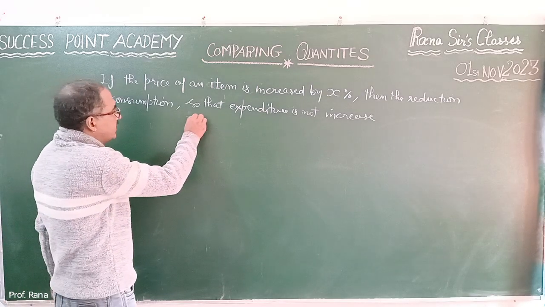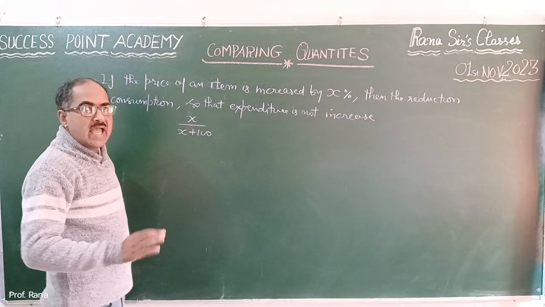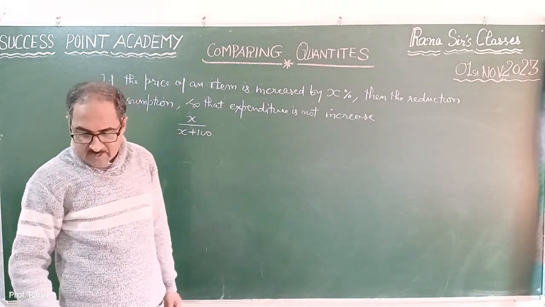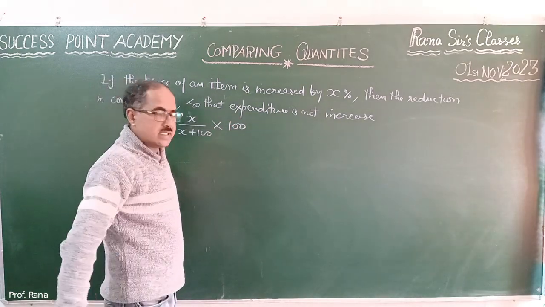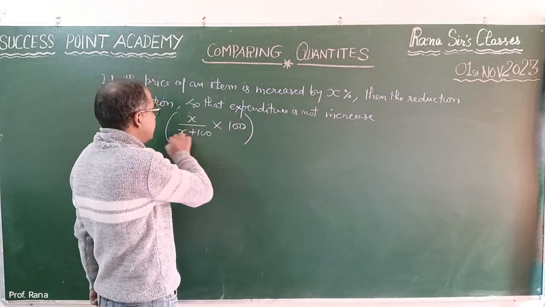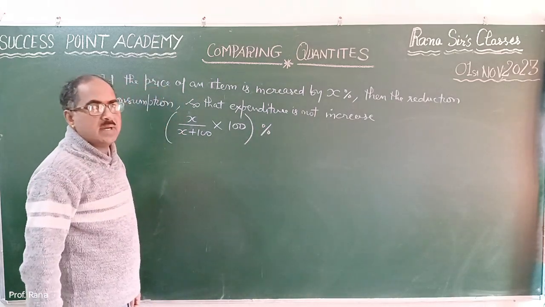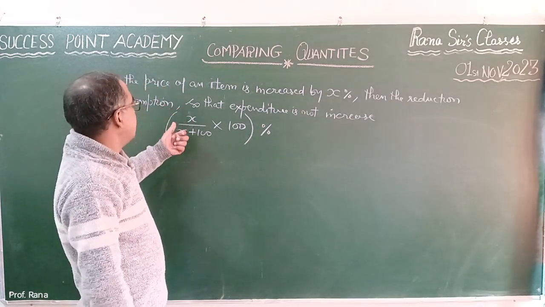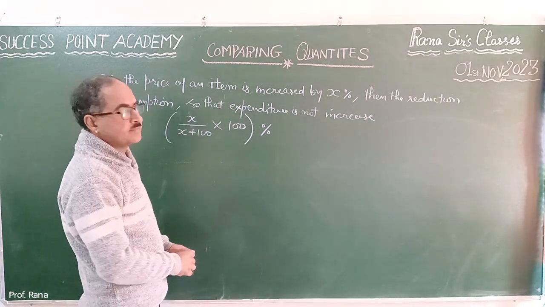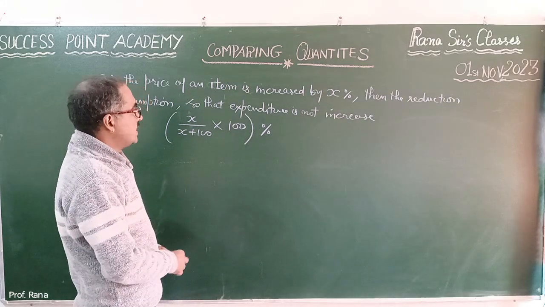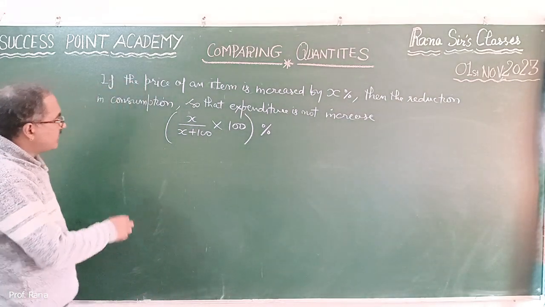X upon X plus 100, and we have to get the percentage, so we will multiply it with 100%. This formula will be applied to get the reduction in consumption percentage.